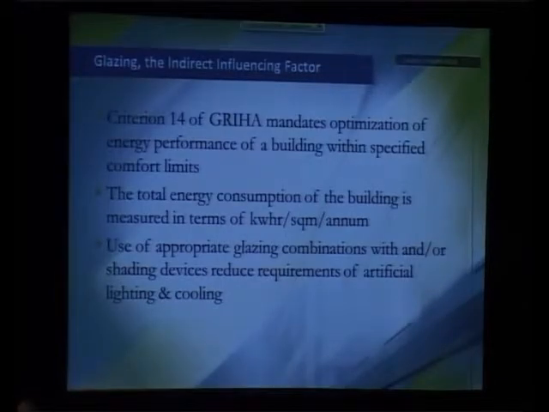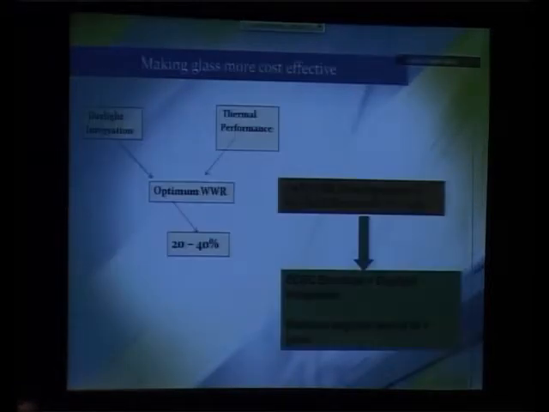The other criteria is criteria 14 for the whole building EPI index, where glazing also helps. To summarize, the point I'm making here is, one is the daylighting integration, which contributes here. Then the thermal performance, which is ECBC compliant SHGC. Then optimum WWR, that can give you savings of 20 to 40%. Our simulation calculation shows that if you are only considering ECBC compliant buildings, then with the types of glazing you are using, you can get payback within 7 to 8 years.